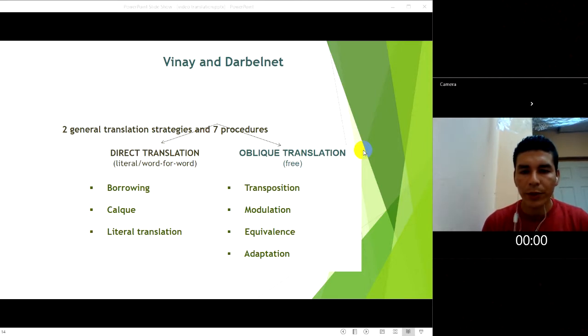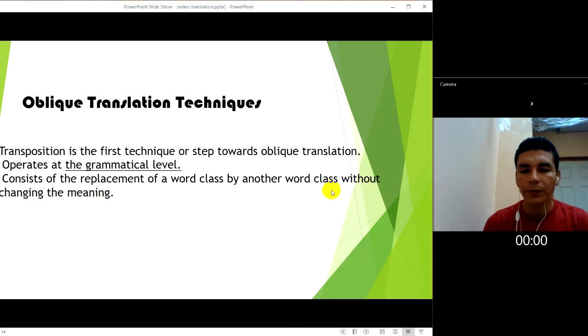Well, I'm going to continue with the other method, oblique translation. Here we have four categories: transposition, modulation, equivalence, and adaptation. The first one, oblique translation technique, transposition, is the first technique or step toward oblique translation. Operated at the grammatical level, it consists of replacing a word class with another word class without changing the meaning.